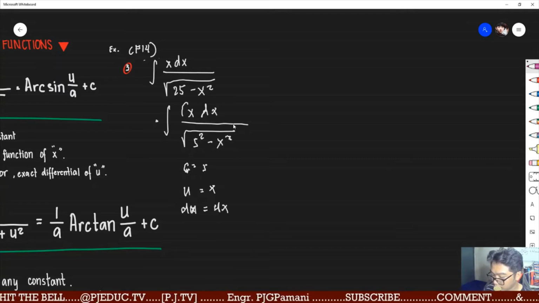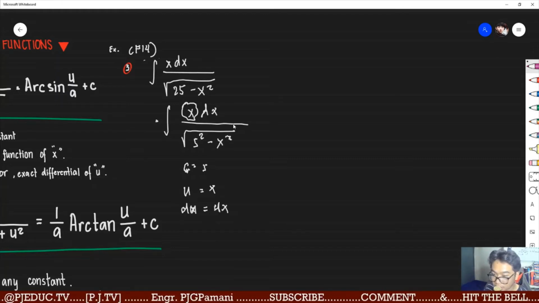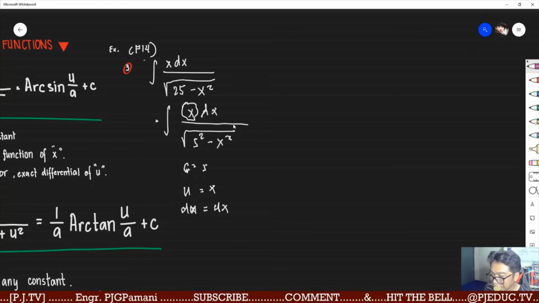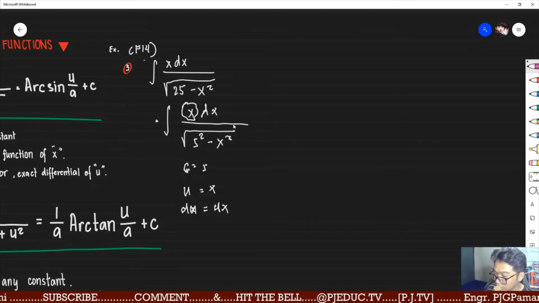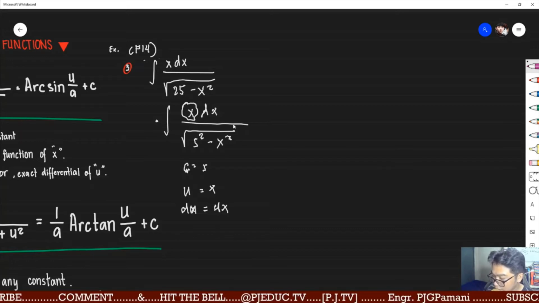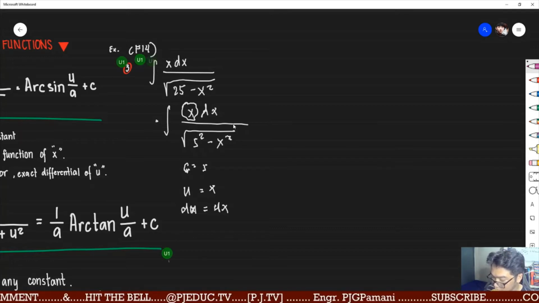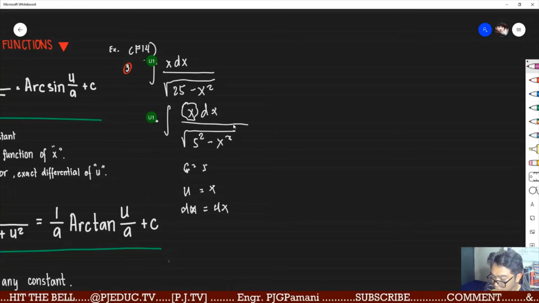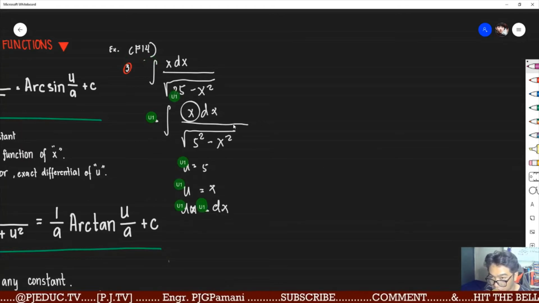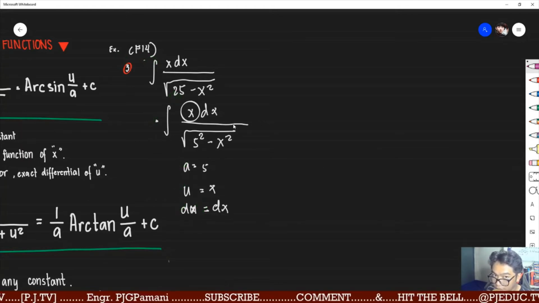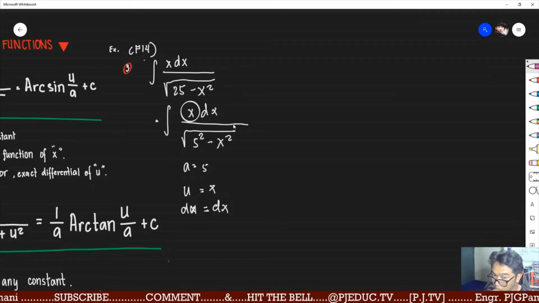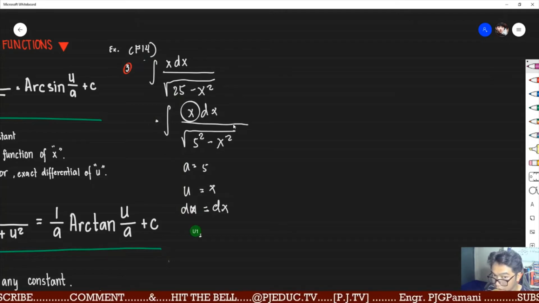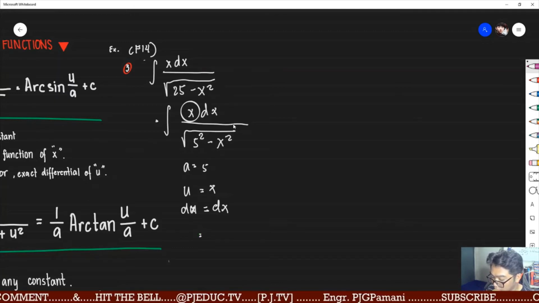But we have a term in the numerator, x, right? We can't cancel it as it is. So, what are we going to do with this one? Can we still apply Formula 14? No.